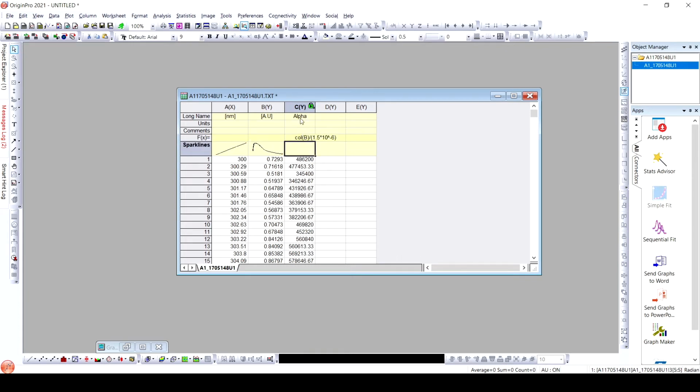So this is the absorption coefficient alpha, and now we will calculate the energy, that is h nu, and it is given by 1240 divided by the wavelength, that is column A. So here we have the energy. Now, to calculate the Urbach energy, we need to take the log of alpha, or the log of the absorption coefficient.